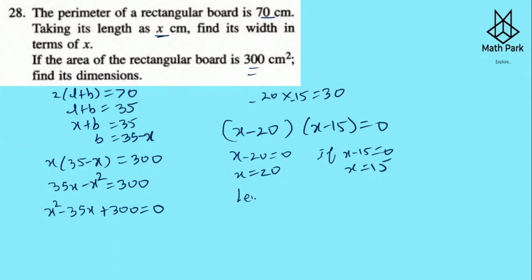So you can say that length is equal to 20 centimeter and breadth is equal to 35 minus 20, which is 15 centimeter. Either way. So this is how we found the dimensions.